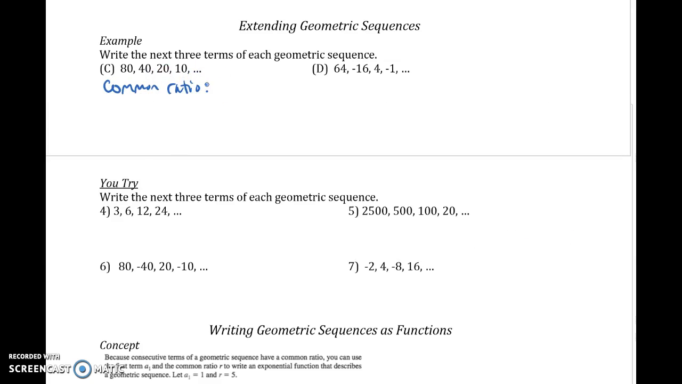And if I'm looking at C, it's going from 80 to 40 to 20, so it's going down by half every time. So that's a 1/2. And you can go ahead and make this a table if you want, or you can just do the division and list out your terms if you want.